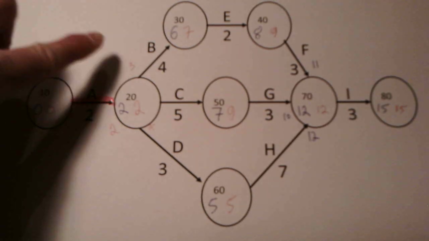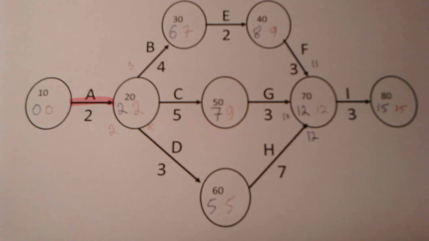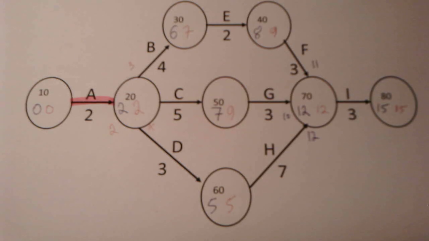If we look at activity B, we can see that the node before has 2 for the earliest and 2 for the latest event time. But we know from our calculations that the real latest event time for activity B is 3. So activity B is not on the critical path. Activity C also has 2 and 2 as the earliest and latest event times, but we know from our calculation that the real latest event time for activity C is 4, so that is not on the critical path.